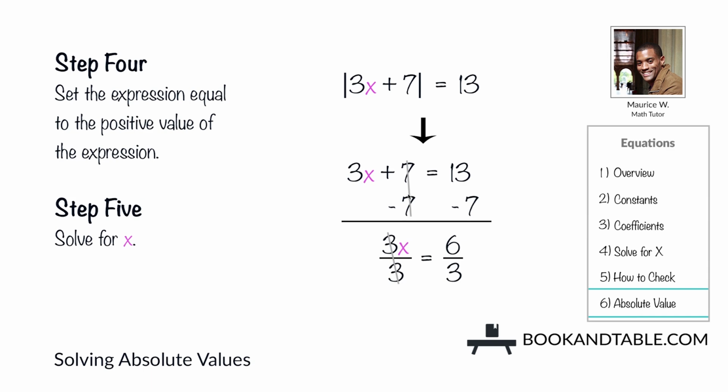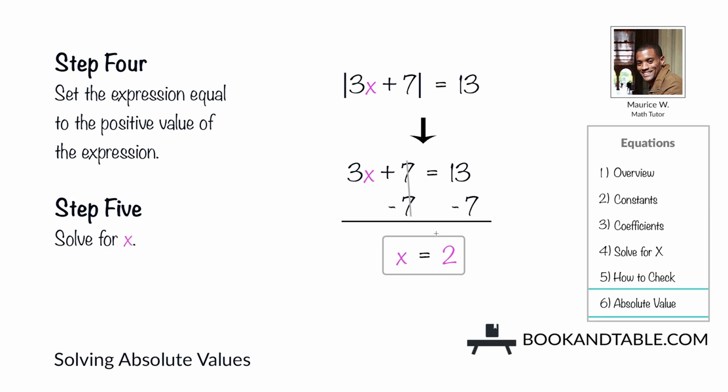So we remove the constant positive 7 by subtracting 7 from both sides, leaving us with 3x on the left side and 13 minus 7, which is positive 6, on the right side. We then negate this coefficient, positive 3, by dividing both sides by positive 3, leaving us with x is equal to 6 over 3, which is equal to 2.